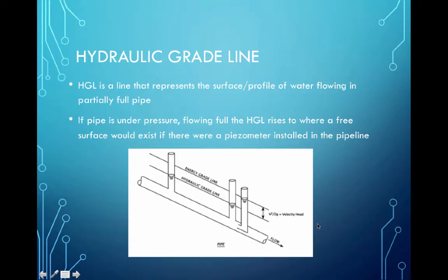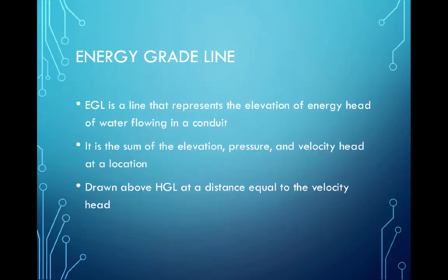The hydraulic grade line is the line that represents the surface profile of the water flowing in a partially full pipe, which is not of interest yet, but is later in the semester. If the pipe is under pressure, then the hydraulic grade line rises to where a free surface would exist if there were a piezometer installed in the pipeline. And so here's the diagram showing a hydraulic grade line and then the energy grade line, which is determined in this diagram by a pitot tube, which captures both the static head as well as the dynamic component from the kinetic energy of the moving water.